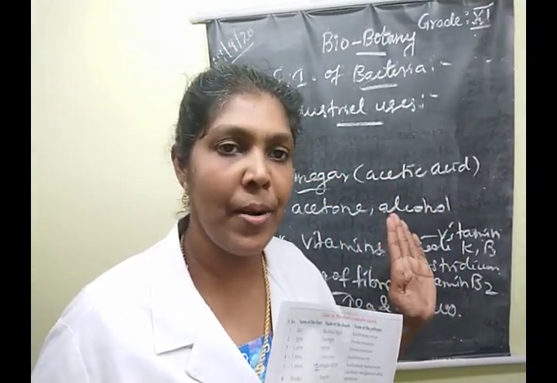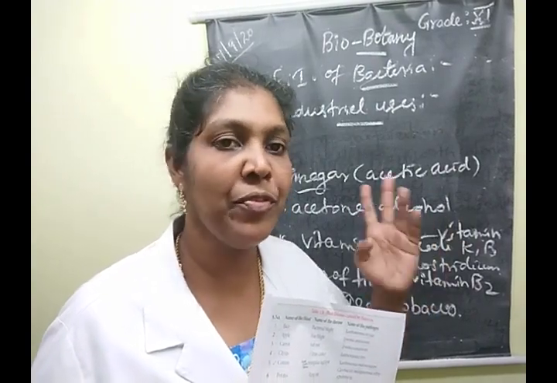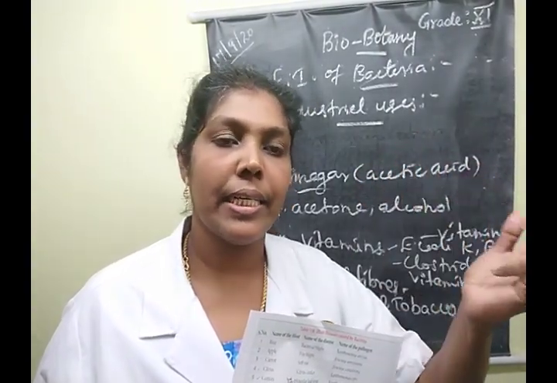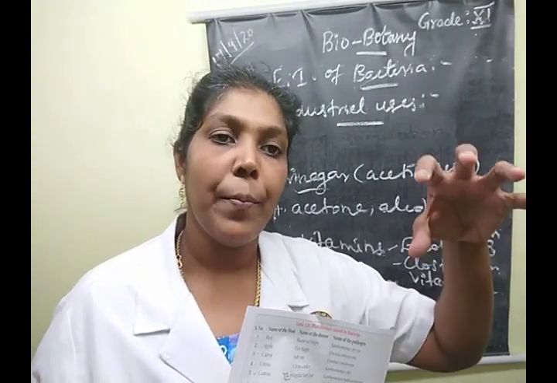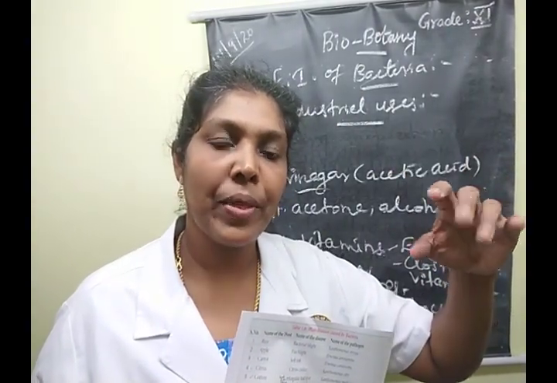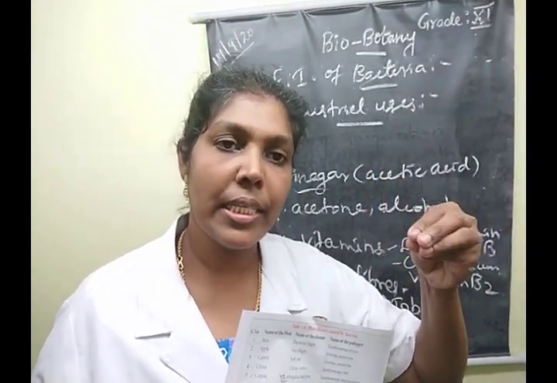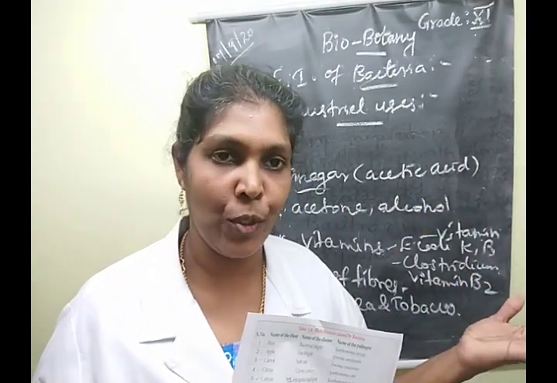Today's class is completed. There are four important 5-mark questions, children. First, write an account of transformation. Second, beneficial activities of bacteria, that is, what is the role of bacteria in soil fertility? And very good, write about antibiotics and their uses.